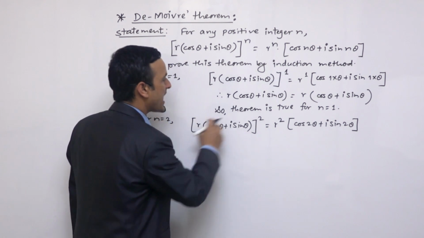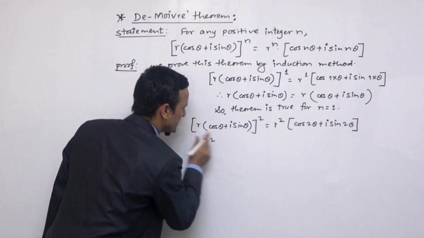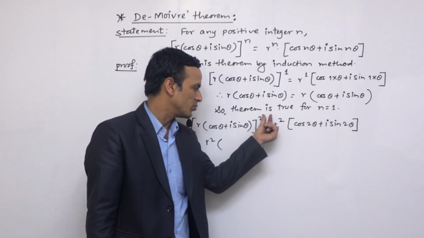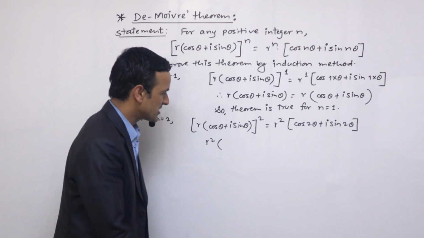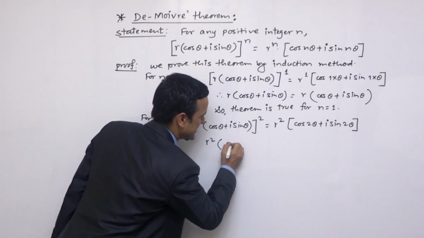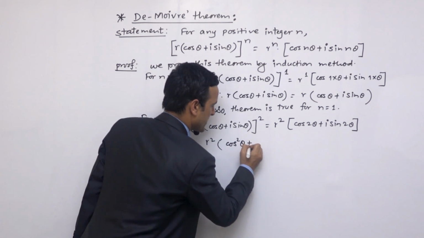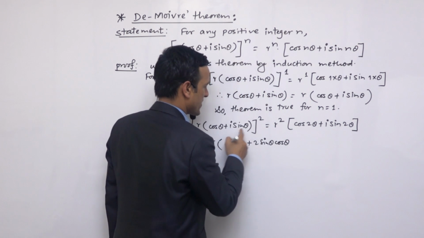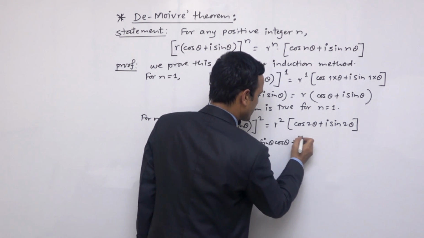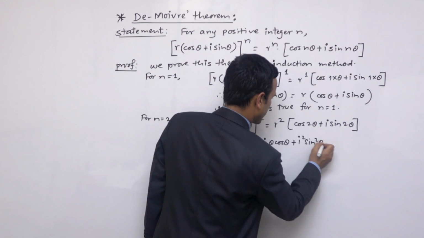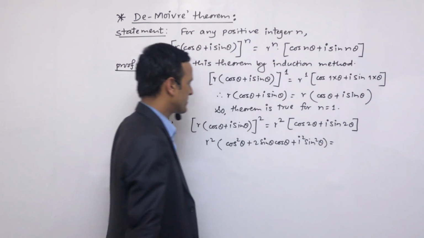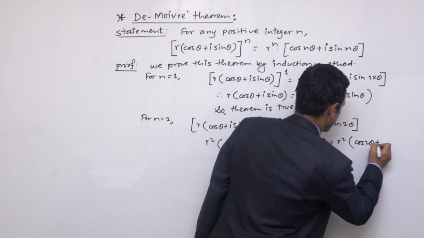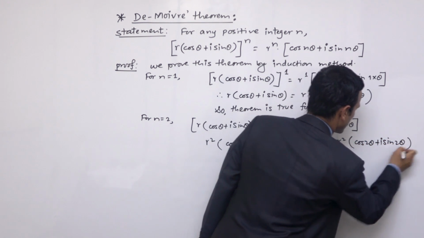Now this one is r square, this is r square, no mention. And here cos theta plus I sin theta, this is a plus b power 2, means a plus b whole square. Now we can use the algebraic formula: a plus b whole square means a square plus 2ab plus b square, that is cos square theta, 2 sin theta cos theta, plus I square sin square theta. So this is the formula obtained from this. RHS is the same: cos 2 theta plus I sin 2 theta.